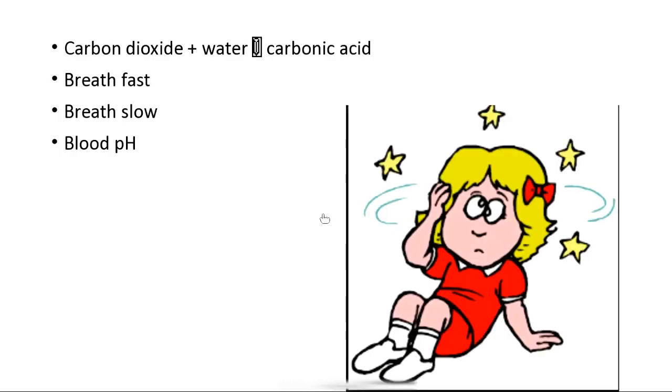Now, this is a person who is about to pass out, and we're just going to assume that this person hyperventilated. Now, we know that carbon dioxide plus water yields carbonic acid. So if you breathe extremely fast and hyperventilate, you lose acid. So you get a respiratory alkalosis. And when you have the respiratory alkalosis, it causes vasoconstriction of the cerebral muscles, and you pass out.